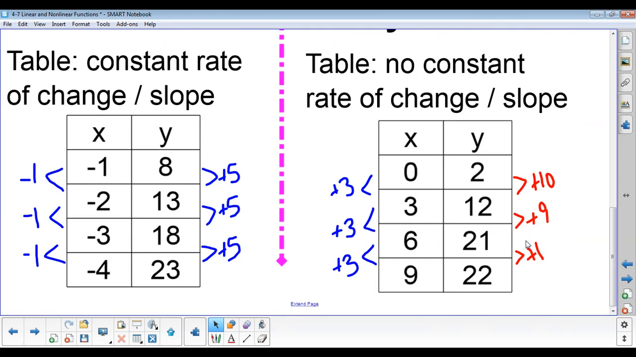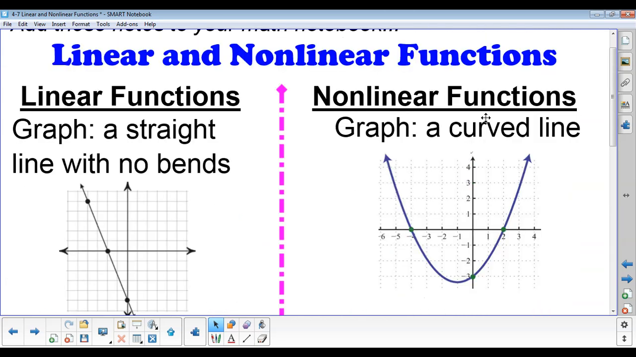In terms of a table, we know that it's not linear if it doesn't change by the same amount each time. So notice while x goes up by 3 each time here, y is changing by different amounts. Here it goes up by 10, here it only goes up by 9, here it only goes up by 1. It is not changing consistently, so it is nonlinear.